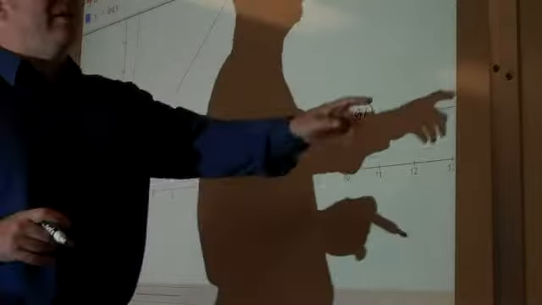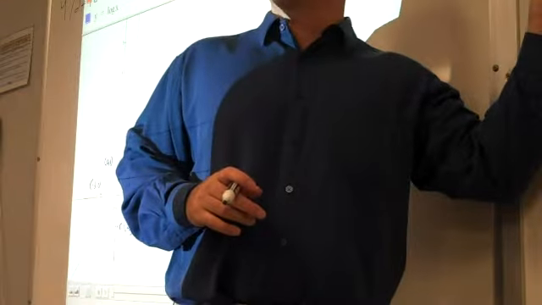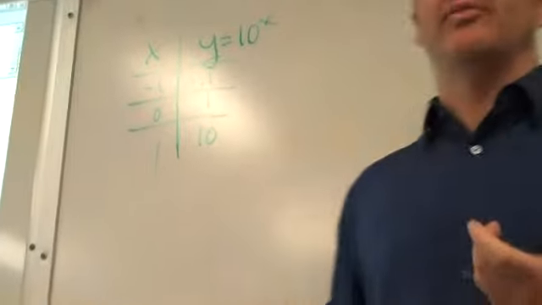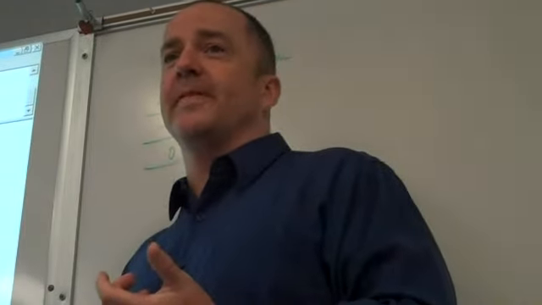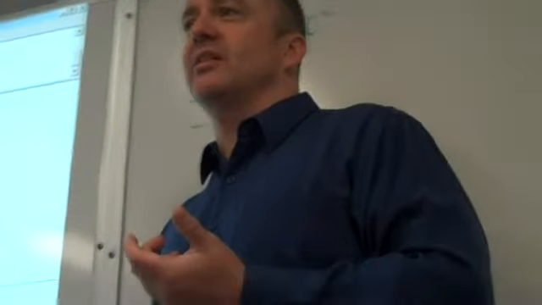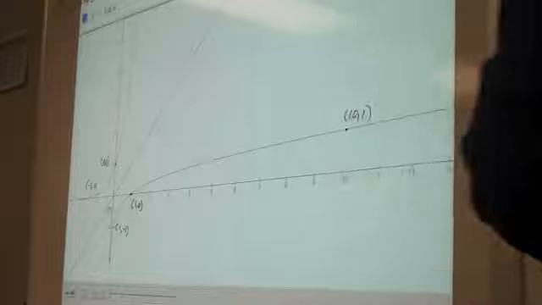do this table for the inverse. Figure out these points, and then switch them to graph the logarithm. Does that make sense? Okay, so let's do an example of that, and we'll put it up there in a sec.